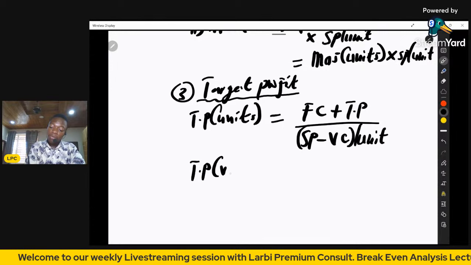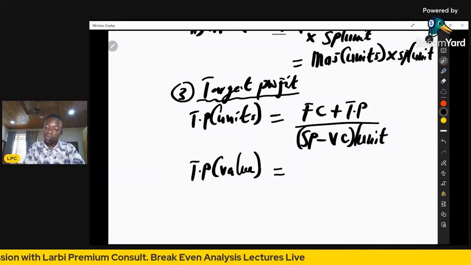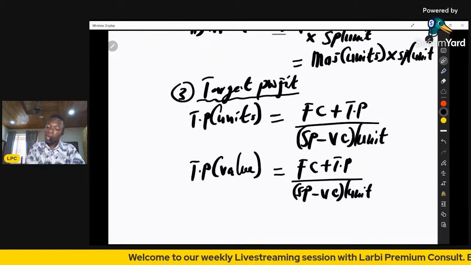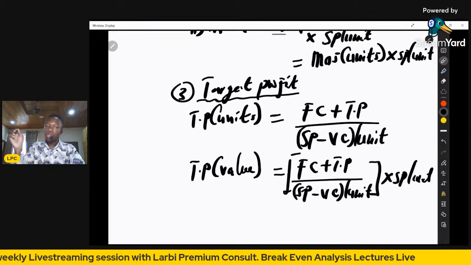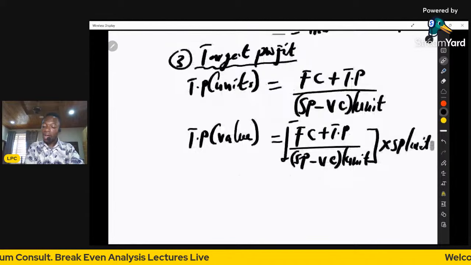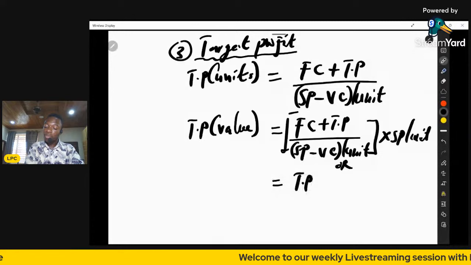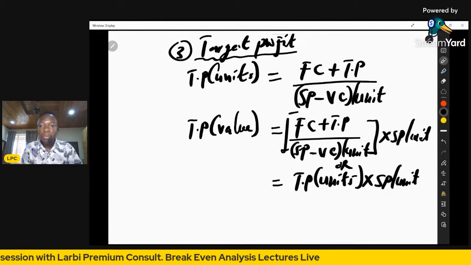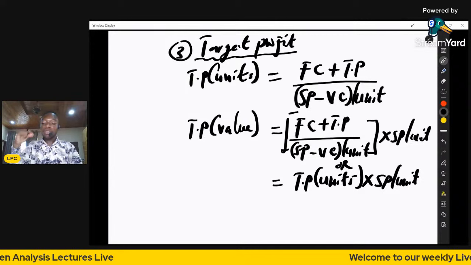And in that line, we're also going to go by the long formula as well. That's fine. You have your fixed cost plus your target profit divided by the selling price minus the variable cost, all in per unit, and then multiply all this by the selling price per unit. That will fetch you your target profit in terms of value. But if you want to use a simple formula, once you're able to compute your target profit in terms of units, you then multiply that by the selling price per unit and you get your target profit in terms of value. Very simple. So let's take note of that. That becomes our target profit in terms of units and in terms of value. So let's be guided about that.